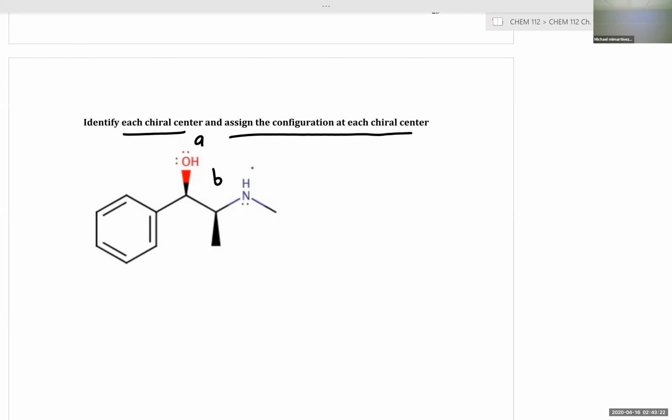Oh, for Carter, which center are you assigning, A or B? Okay, no problem at all. So I see a lot of reasonable answers. So let's talk a little bit about this.